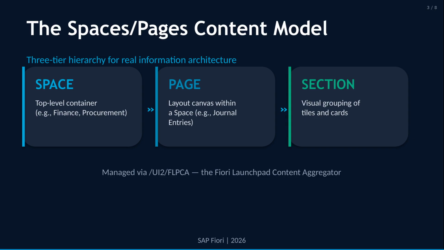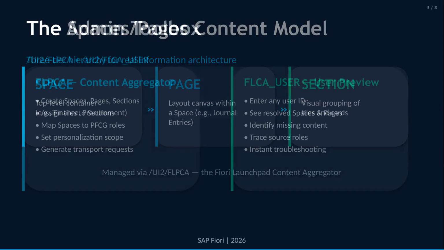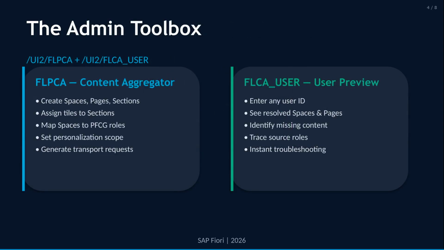The key transaction for managing all of this is /UI2/FLPCA, the App Finder, which replaces the old Launchpad designer. Two tools are central to the new model. First, /UI2/FLPCA. This is your admin cockpit. You define spaces, create pages, assign sections, and map content to business roles. It replaces the catalog and group assignment workflow you did in the old Launchpad designer.